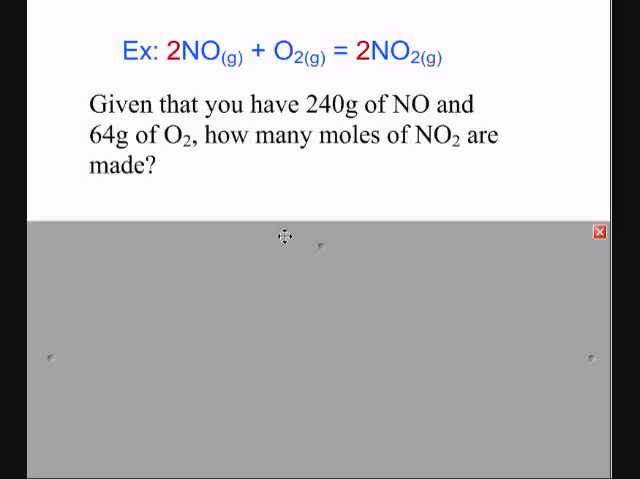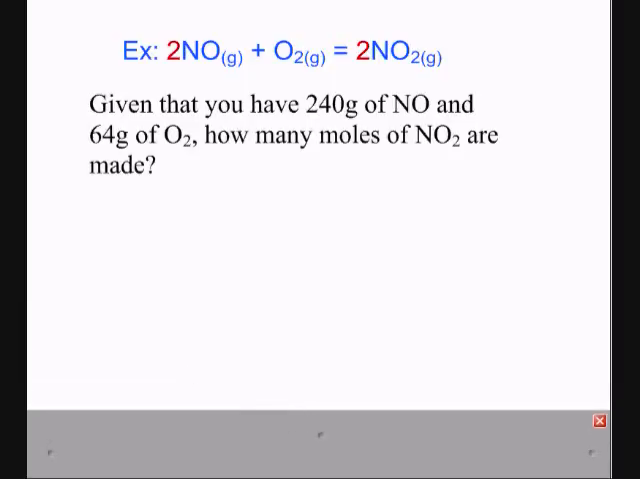Who determines how much product we get? Well, let's take a look. I have 240 grams of nitrous oxide, 64 grams of oxygen gas. Okay, so first of all, I need to determine who is the limiting reactant. Let's take a look here.